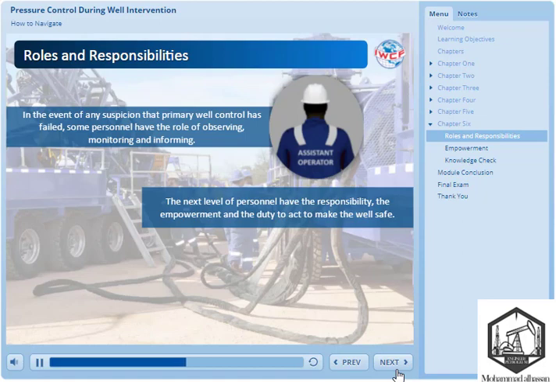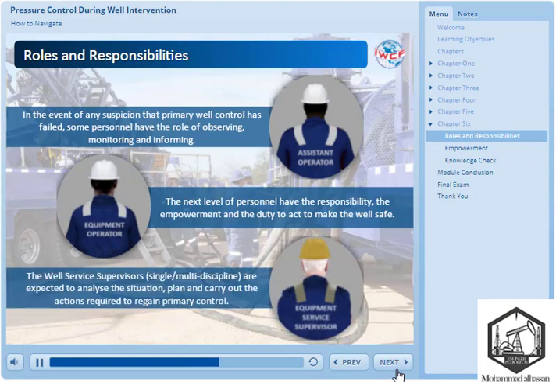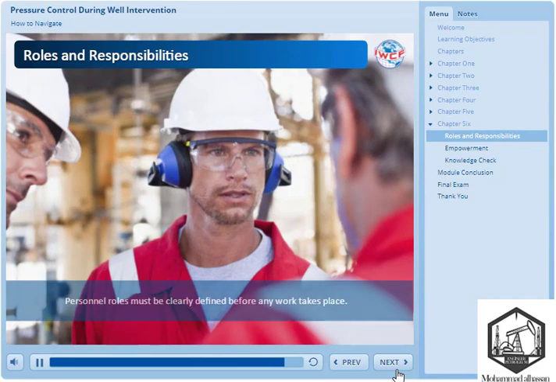It is likely that this action would be closure of the blowout preventers, and this would be performed by the equipment operator. Next are the well service supervisors, either single or multidiscipline. Persons in these roles are expected to analyze the situation, plan and carry out the actions required to regain primary control. The actual responsibilities of each person may vary depending upon specific company requirements. However, their roles must be clearly defined before any work takes place.